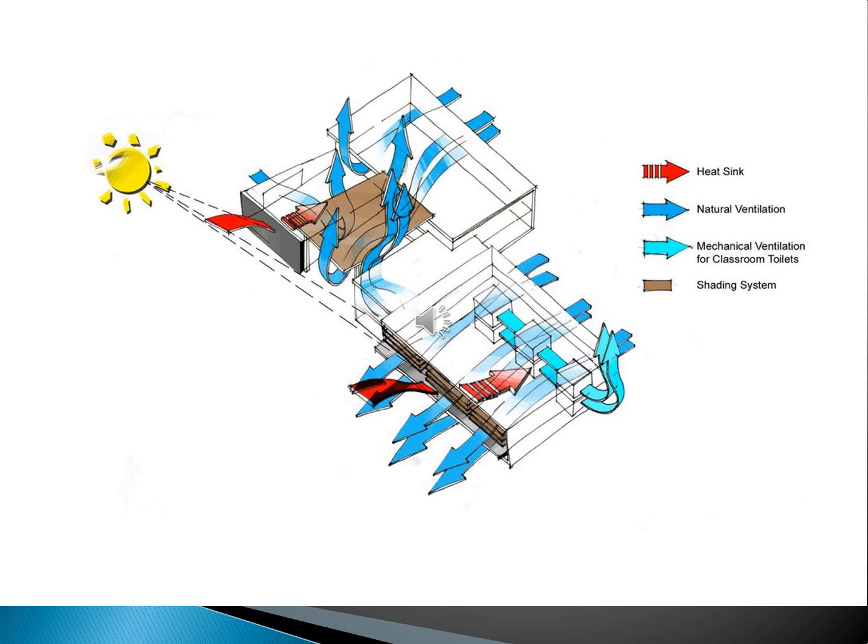A heat sink is a passive heat exchanger that transfers the heat generated. A surface facing the sun will absorb a lot of radiant heat. Therefore, shading systems have been utilized to reduce the amount of solar radiation entering into a building.